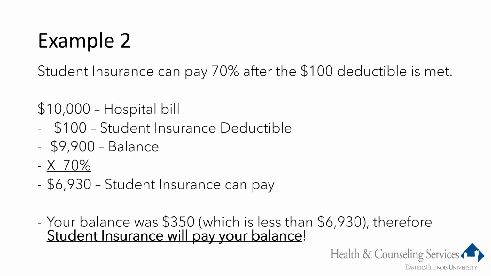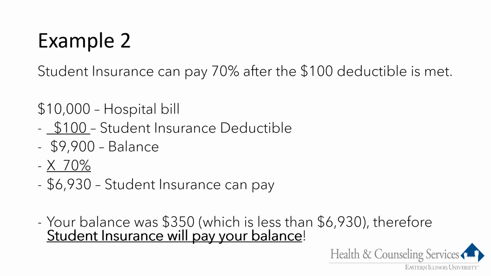Math is essentially the same as in the first scenario. Student insurance starts at the same first dollar as your primary insurance. So here we see the $10,000 hospital bill. We subtract the $100 deductible if you've not met it already. We have a balance of $9,900, of which we can pay 70%. This means we can pay $6,930. Your balance was $350, which is less than the amount that we can pay.